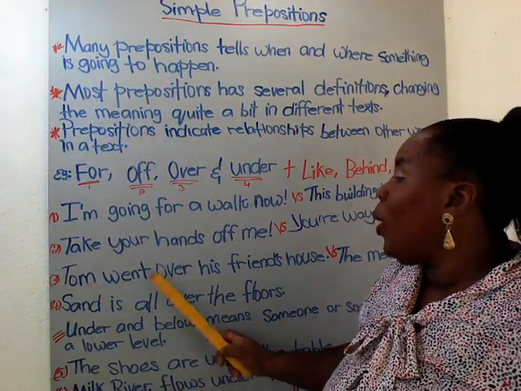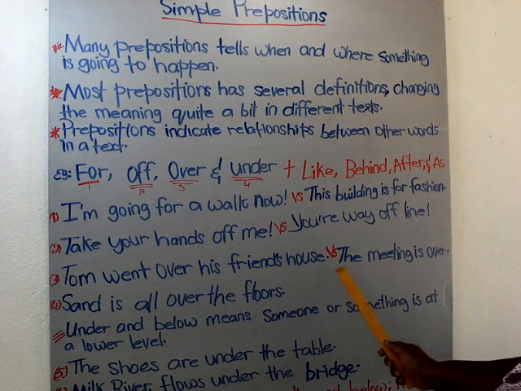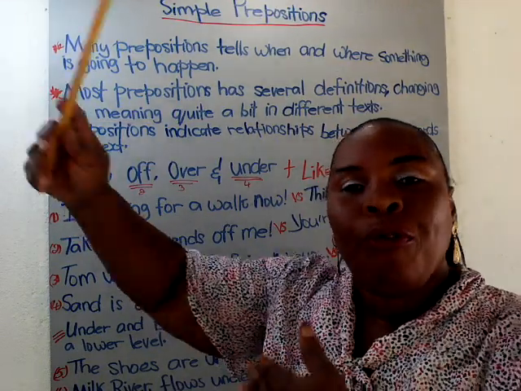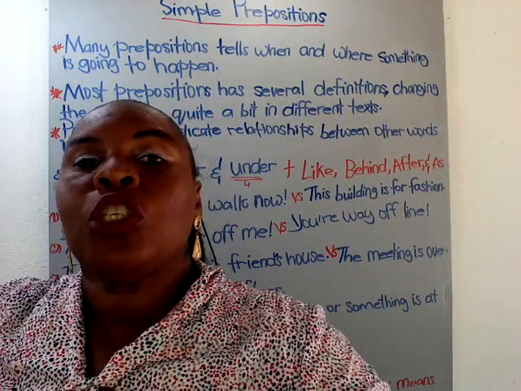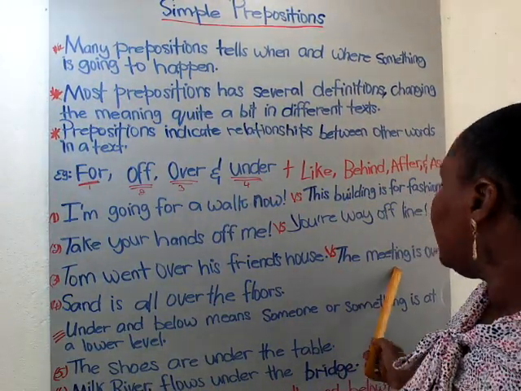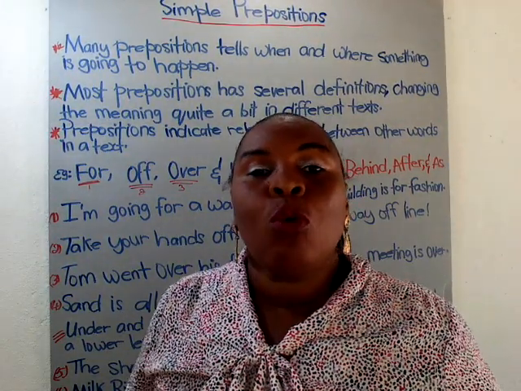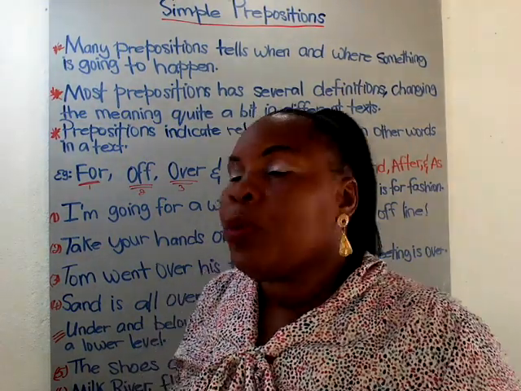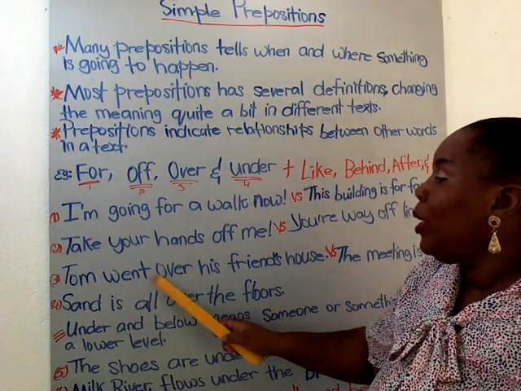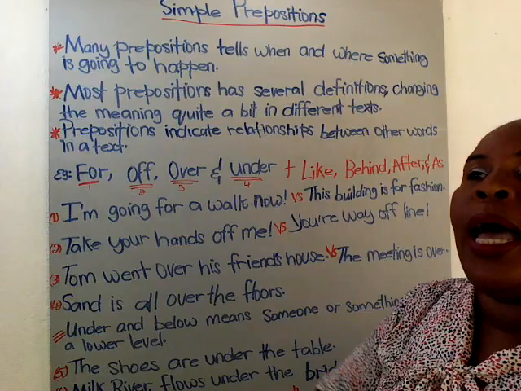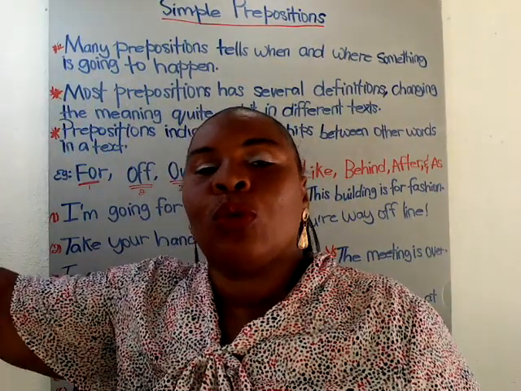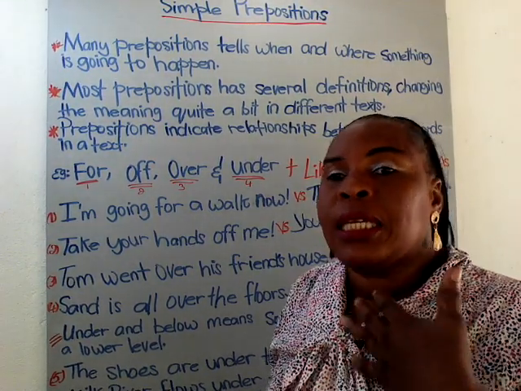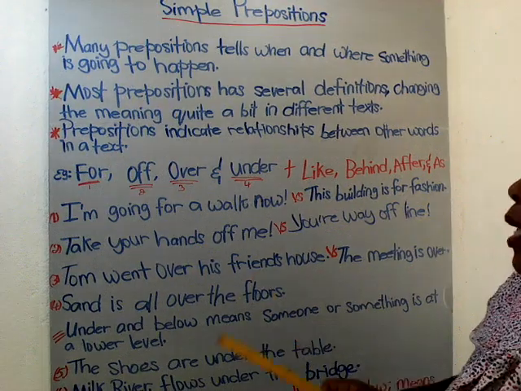Number 3, Tom went over his friend's house versus the meeting is over. Tom went over his friend's house. So he has changed his location. And then the next one says the meeting is over. When you say the meeting is over, you're saying the meeting is finished. It is complete. It is done with for the day. So Tom got up and went over the fence or through the gate to his friend's house. And the meeting is over. So you see the different ways you can use that one word.